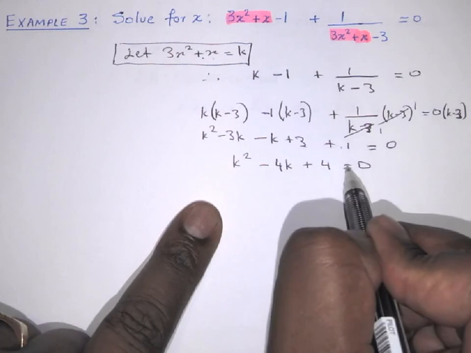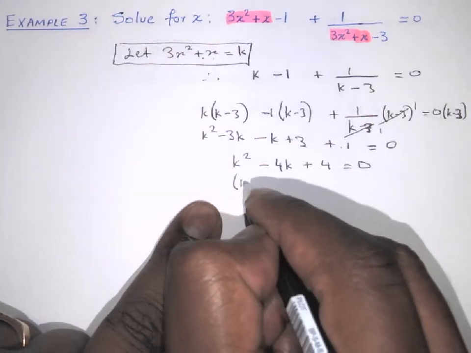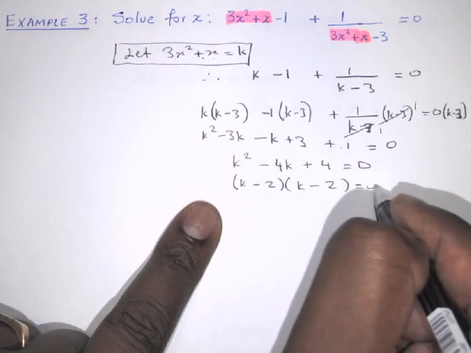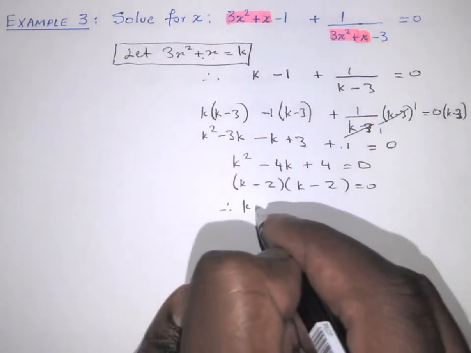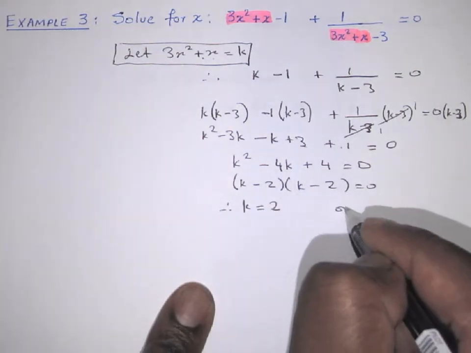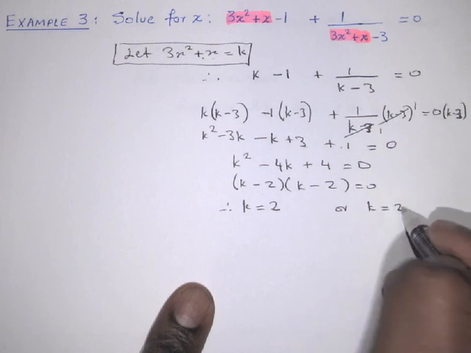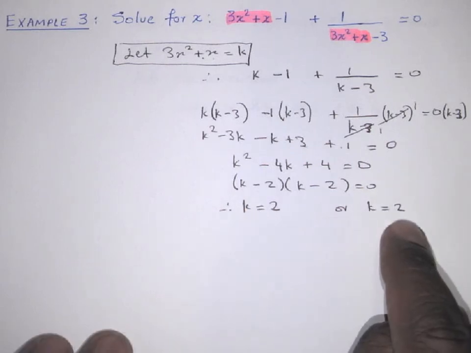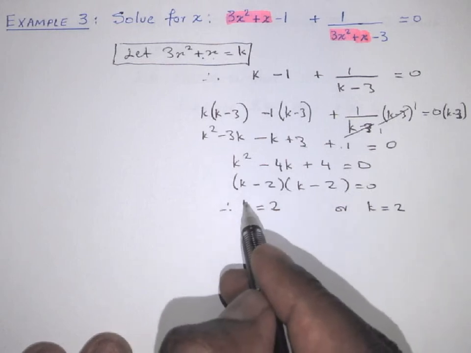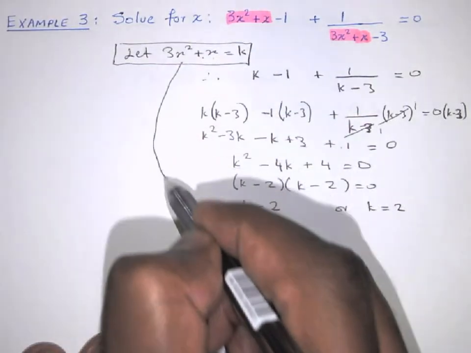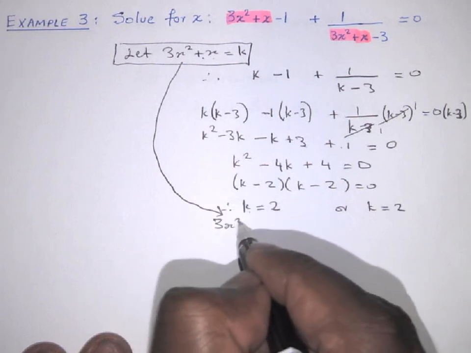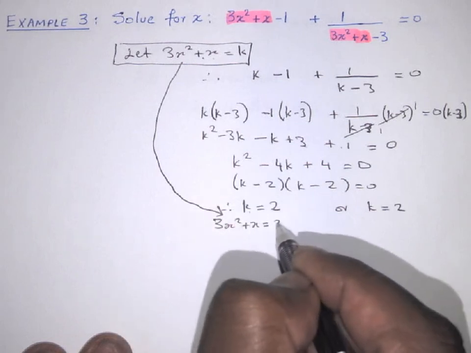Now it's a simple quadratic which you can factorize. You get k minus 2 times k minus 2 is equal to 0. Obviously, you can see that k is 2. You can say, oh, k equals 2, but it's meaningless to repeat the thing; we know that k is 2 is one and the same thing. So therefore, I can substitute the k, that thing there, back to there. So I now have 3x squared plus x is equal to 2.